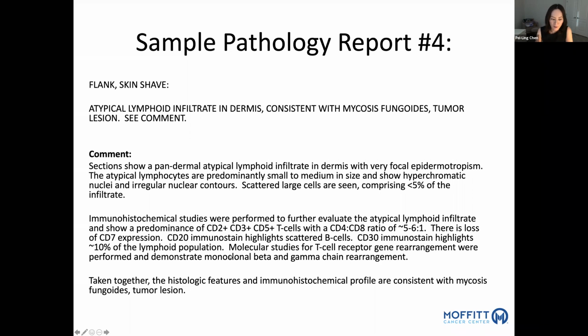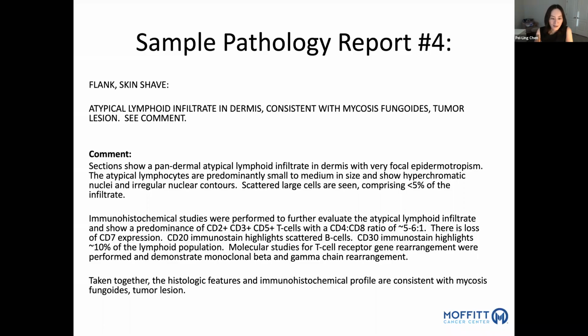I performed the same immunohistochemical workup. You would see the skewed, positive T cell markers. You would see the skewed 4:8 ratio, loss of CD7, molecular study showing rearrangements demonstrating a monoclonal malignant T cell population. So I bottom line this as mycosis fungoides tumor lesion. And I don't say anything about large cell transformation. They would know from this report, this is not large cell transformed.